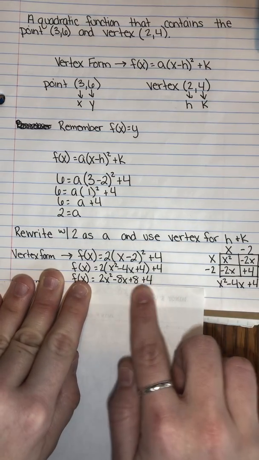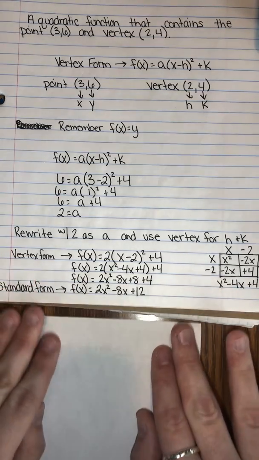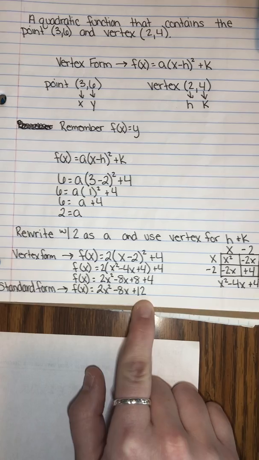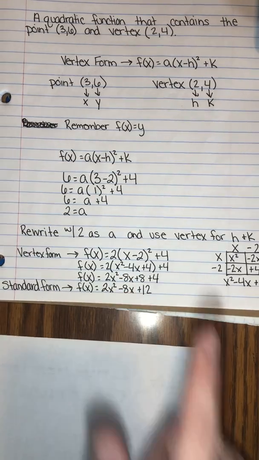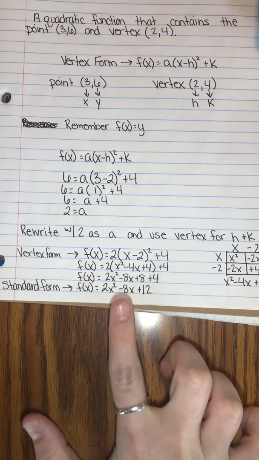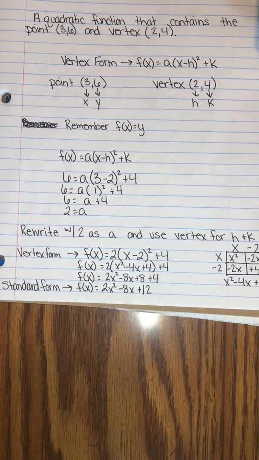And then I can go ahead and combine like terms. I've got that 8 and that 4. So I end up with 2x squared minus 8x plus 12. That is your standard form. That's the form you would want to use for solving. This is what you would plug in the calculator to go ahead and graph it.